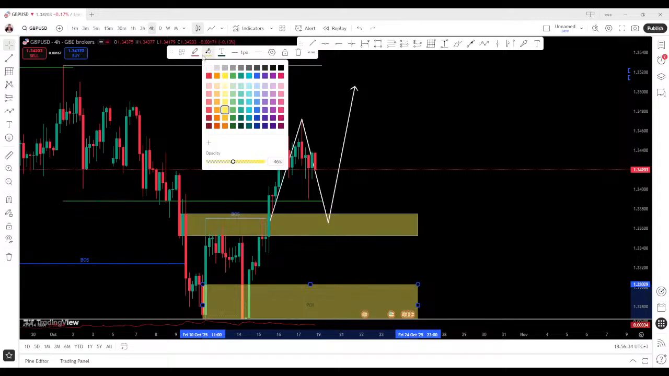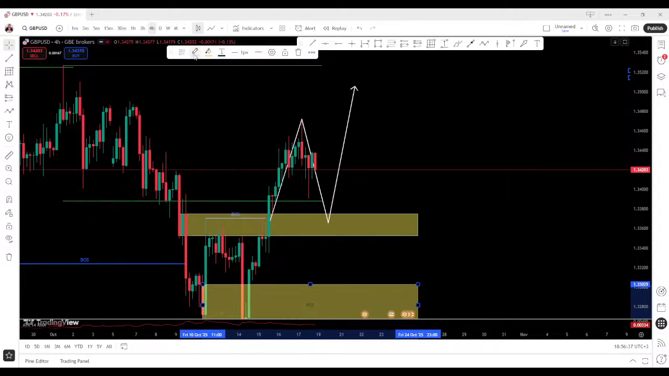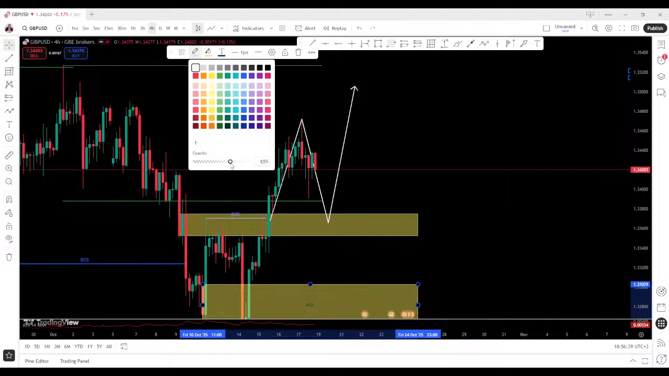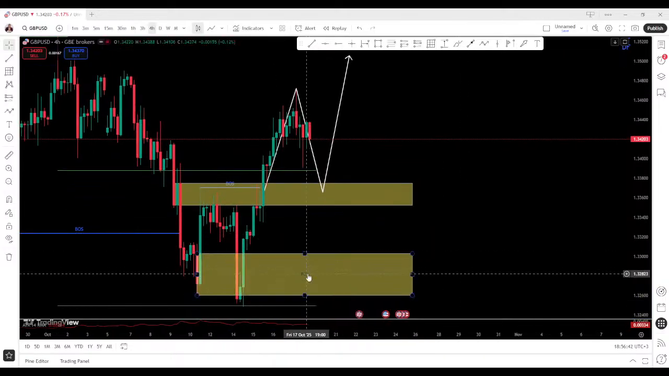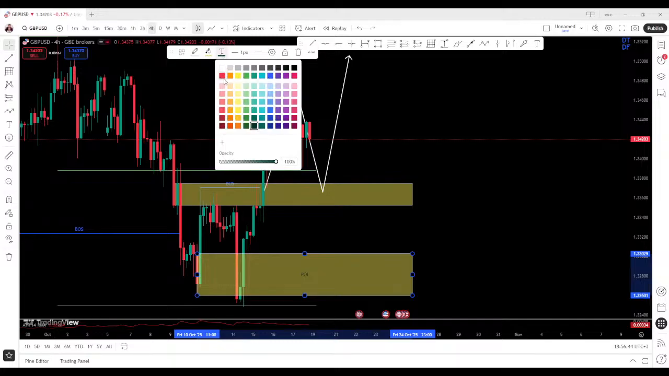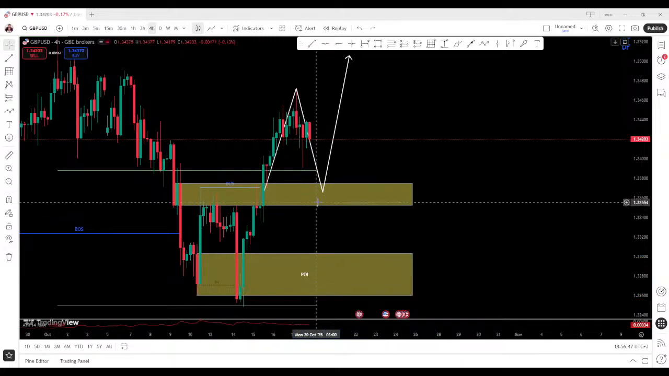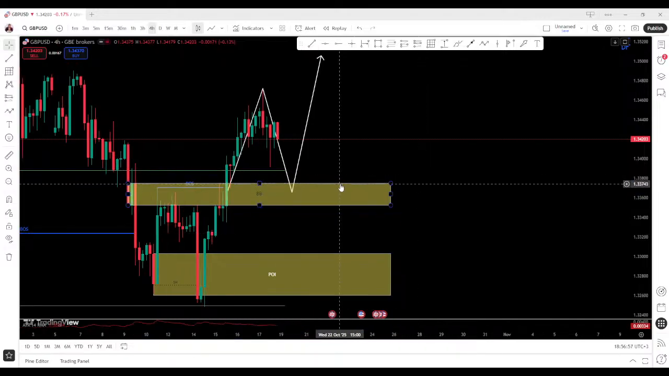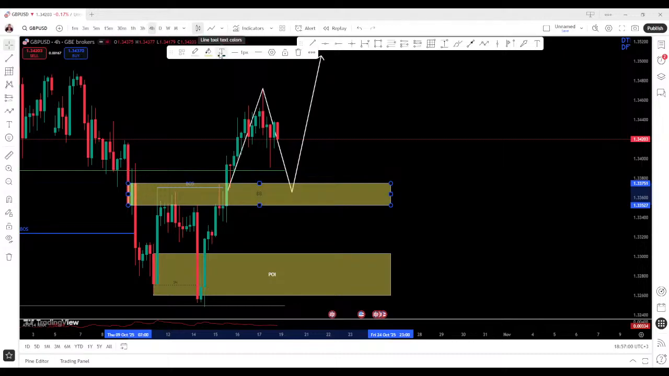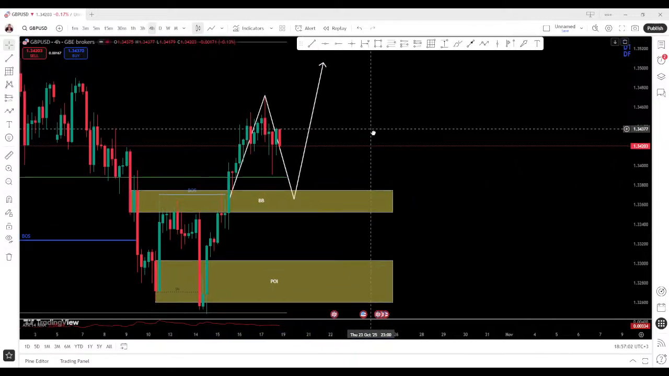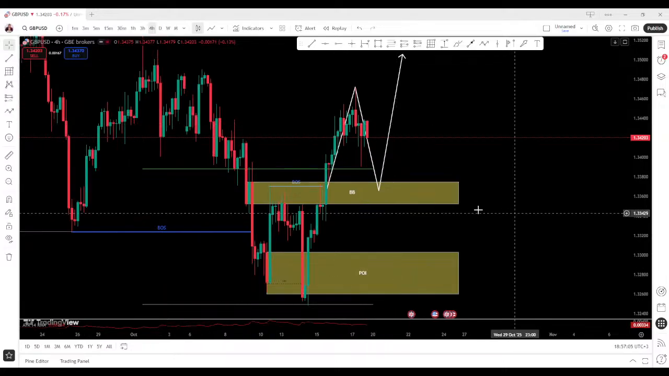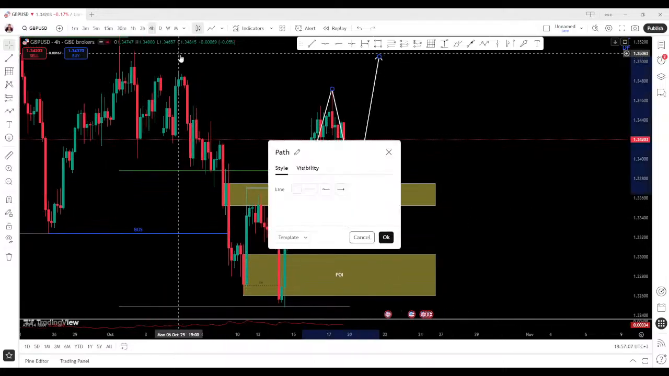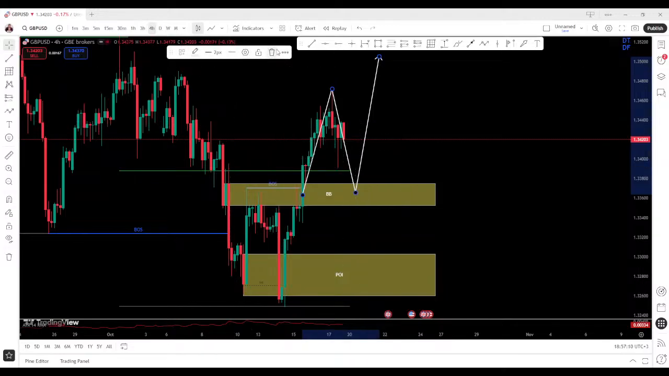Yeah, so we have a POI there. We have a POI there, like that. So this is our breaker block, or BB. That means we will get a reaction from there. So this is the 4 hour. This is the 4 hour time frame.